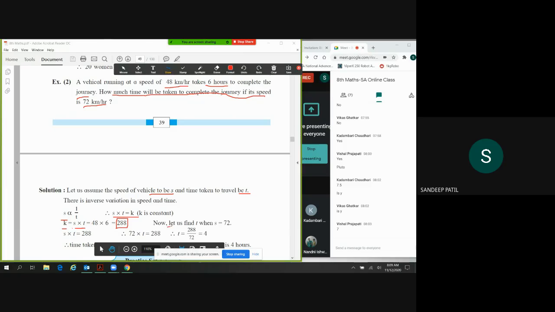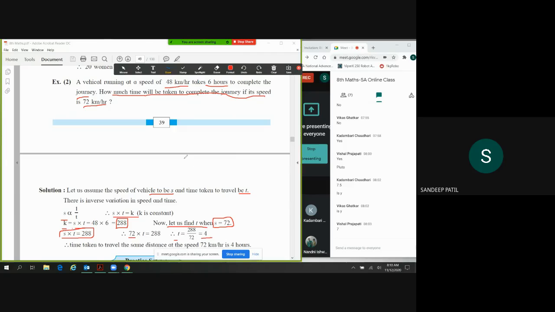So they have asked us to find T when S is 72. So we will replace S is equal to 72 in the equation. S into T is 288 is our equation. So if we put S as 72, then we can find out T. So T becomes 4. So T is 4 hours.